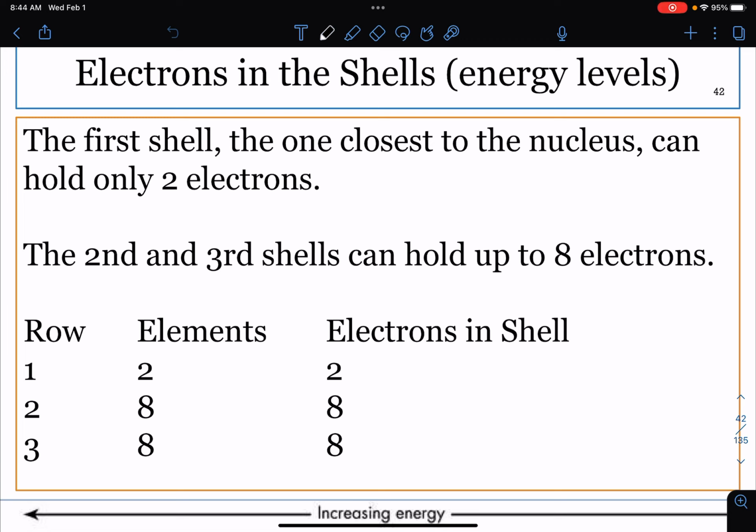The first electron shell can hold only 2 electrons. The next 2 shells can hold up to 8 electrons each. After that, the energy levels become a little more complicated, and we'll discuss those in future lessons.